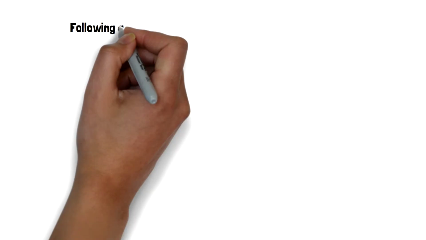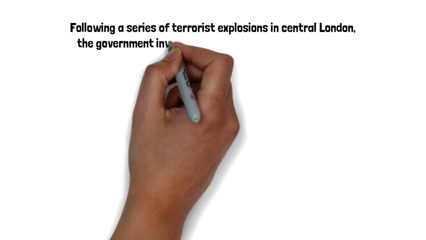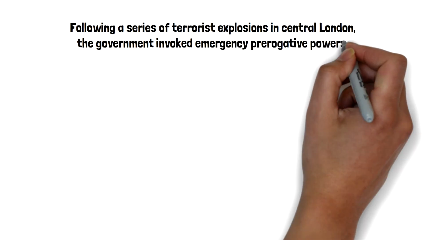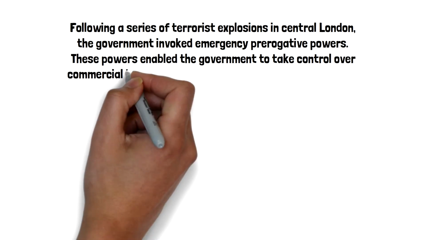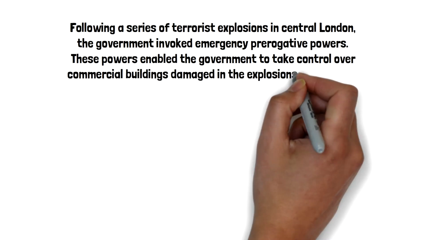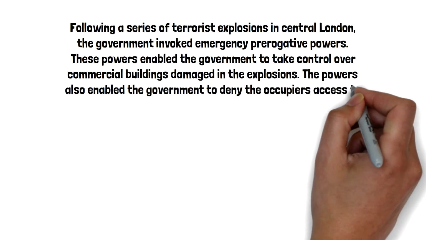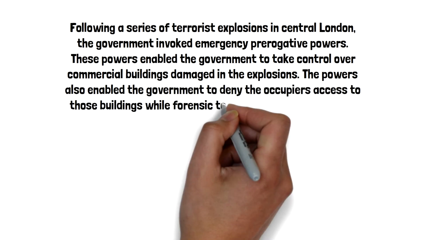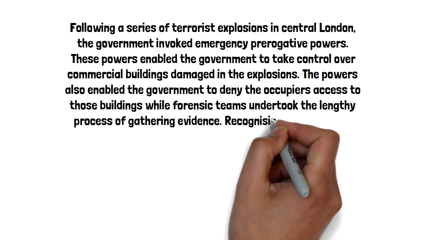Let us look now at a more concrete example in a question from the SQE exam for this topic. Following a series of terrorist explosions in central London, the government invoked emergency prerogative powers. These powers enabled the government to take control over commercial buildings that were damaged in the explosions. The powers also enabled the government to deny the occupiers access to those buildings while forensic teams undertook the lengthy process of gathering evidence.